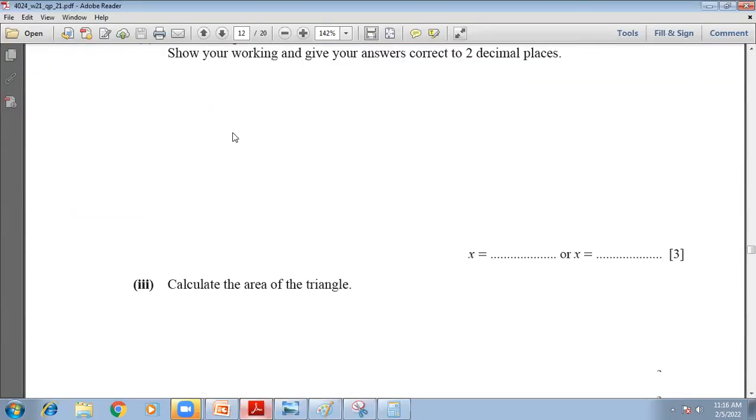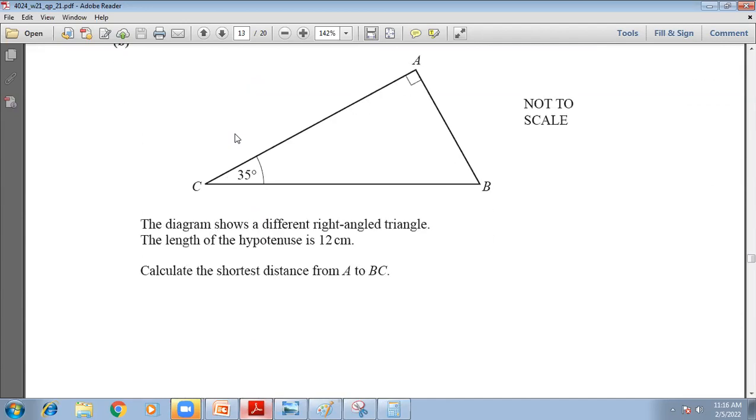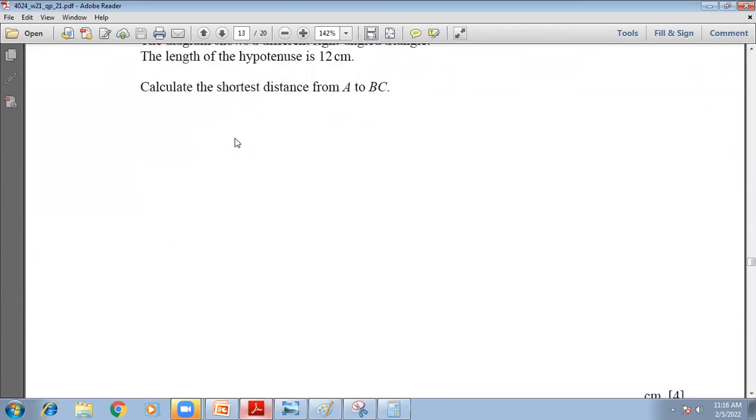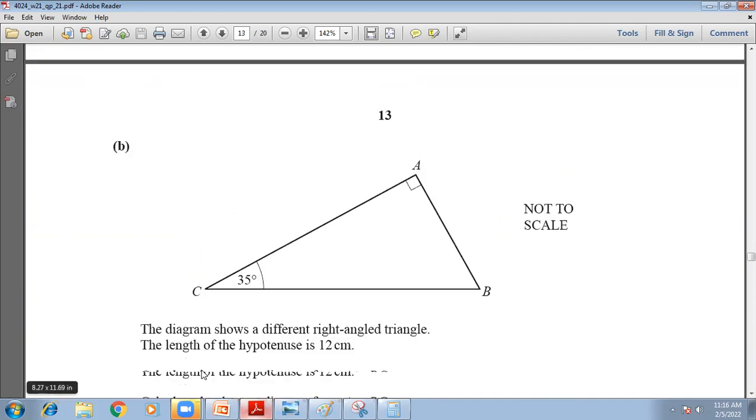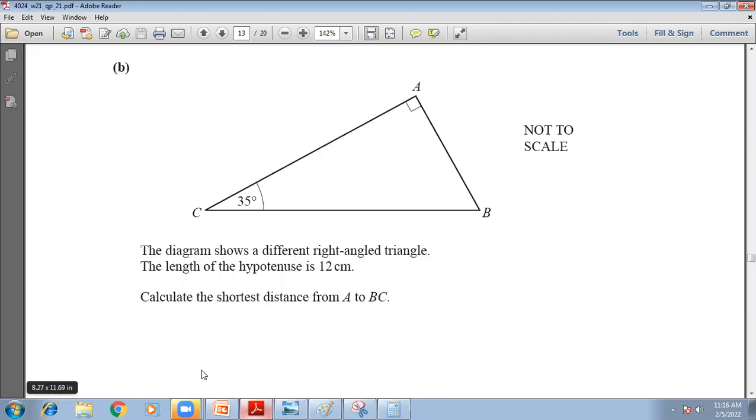Okay, so we are done with the question number 6a, third part. Here, it's a 4-mark question. He says, the diagram shows, that's question number 6, and it's B part. He says the diagram shows a different right angle triangle. The length of the hypotenuse is 12 centimeter. So this dimension here, CB, which is the hypotenuse, is 12 centimeter. Calculate the shortest distance from A to BC.